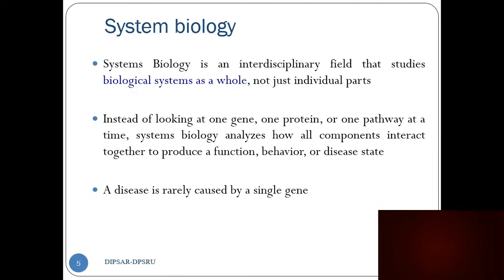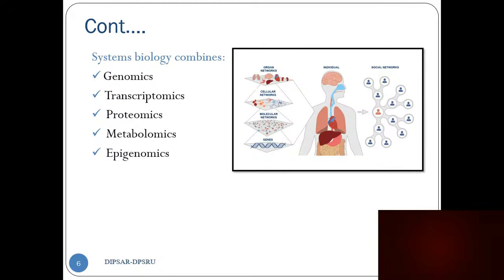So that is system biology, where we are not studying only one gene or one protein, but we are studying all of these together. Network biology is one of the disciplines of system biology, right? And network pharmacology is a subset of network biology. Are you getting my point?